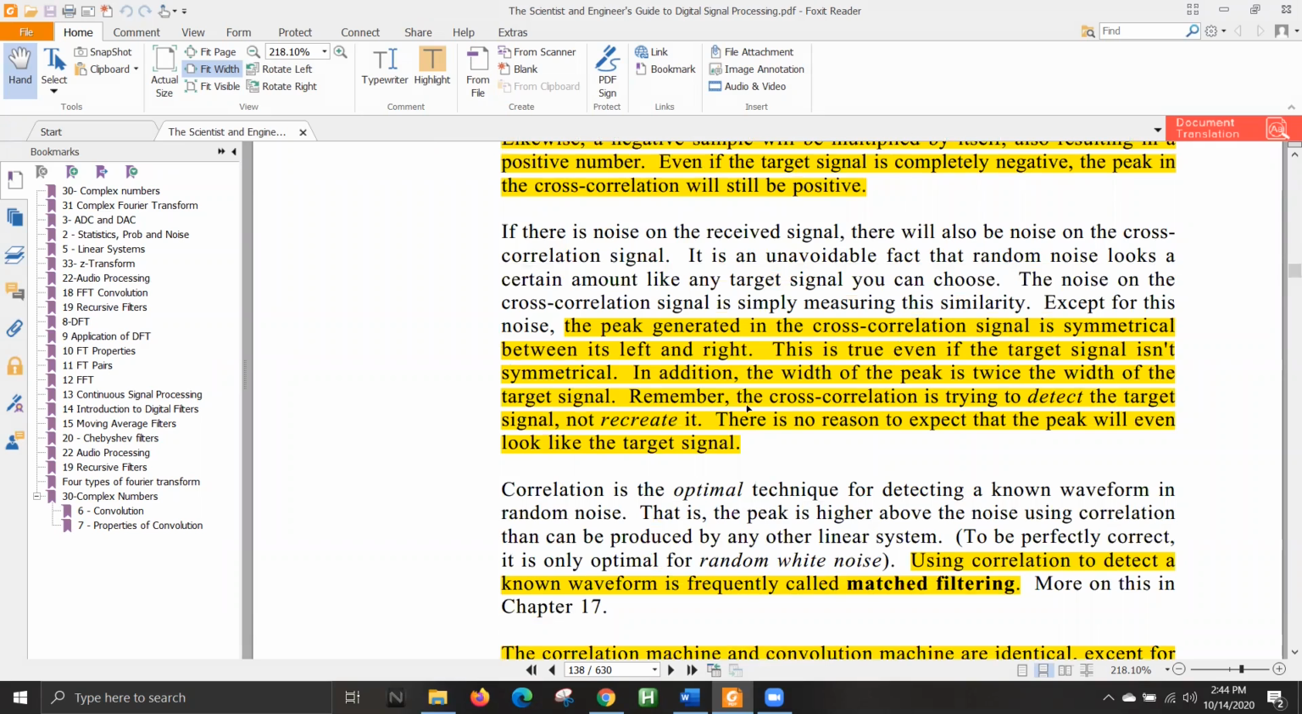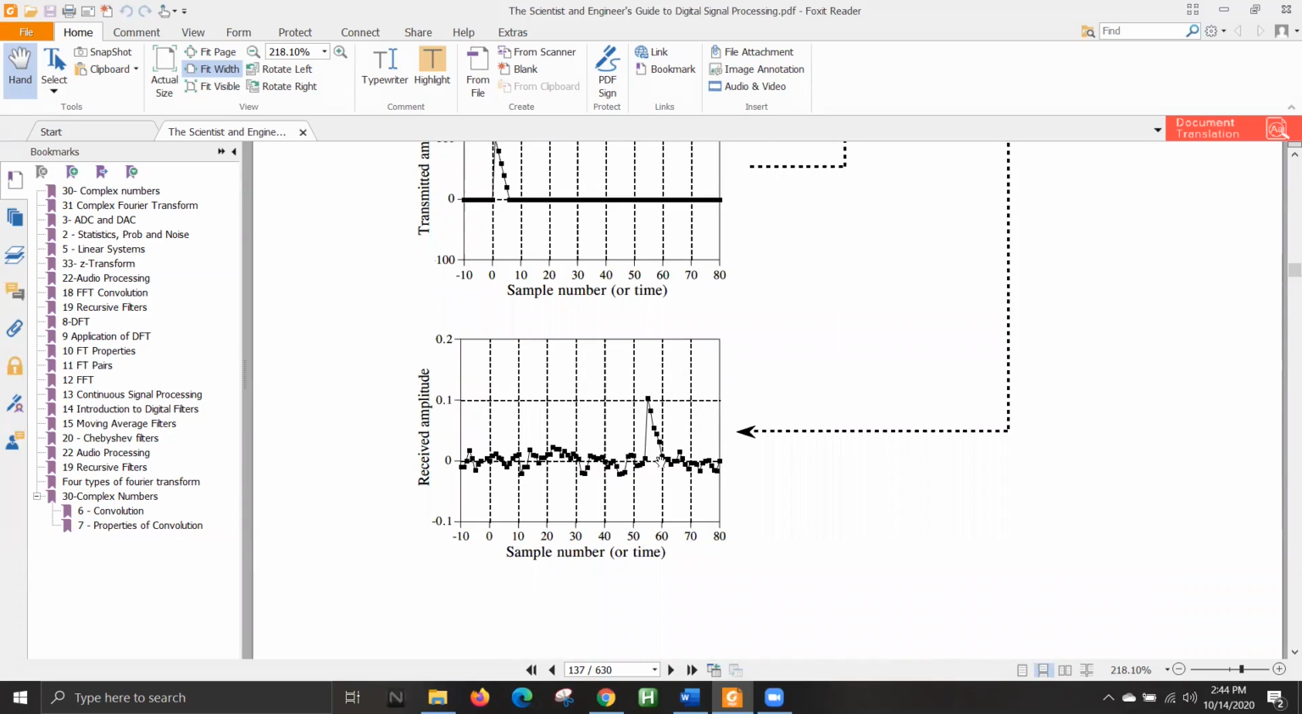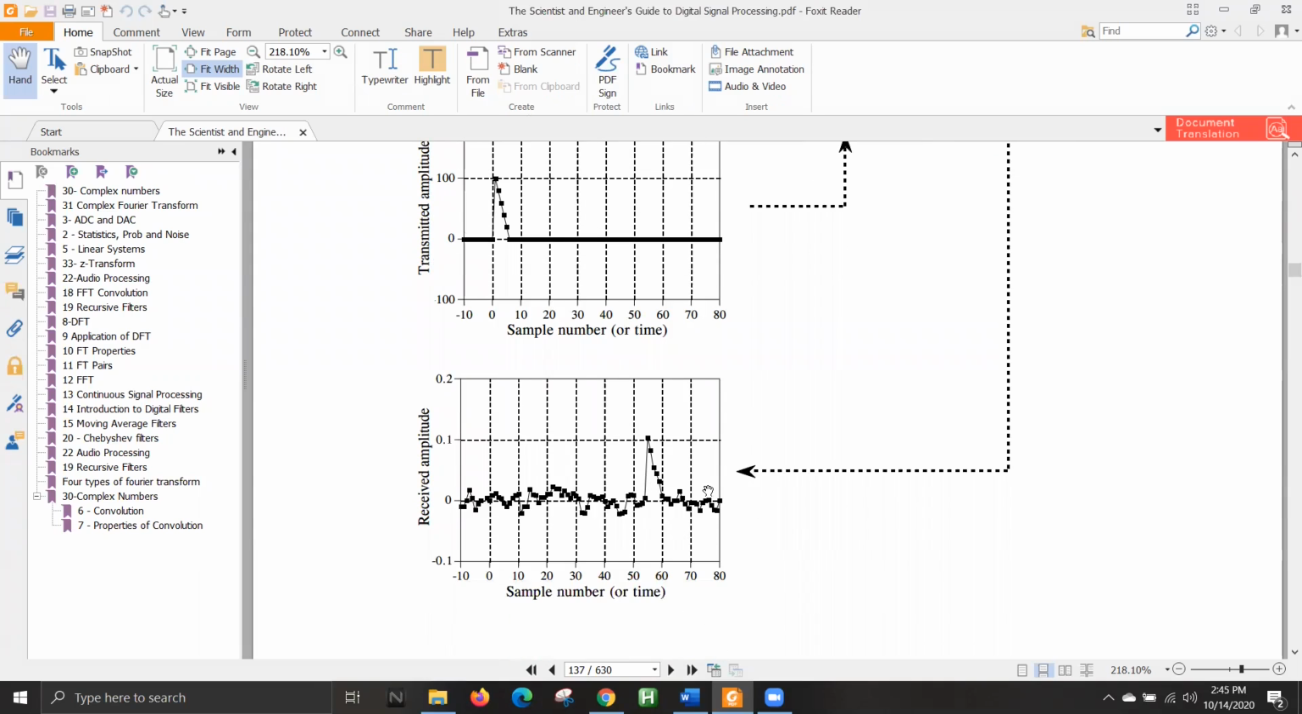Okay, and also another thing to remember is that cross correlation is trying to detect the target signal but not recreate it. That is, you are trying to find where the matching is found, but you won't be able to know what the shape of the original thing was. This is the one you sent and this is the one you got. By looking at this, you know that this is where it resembles this particular signal, but the system itself won't know the shape of the signal.